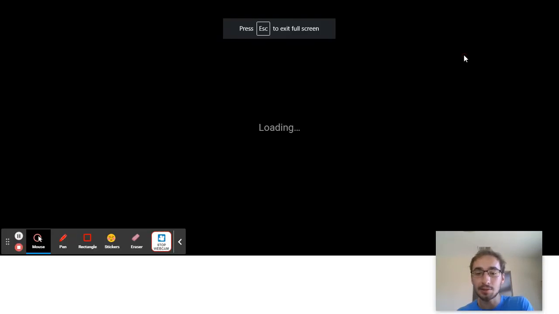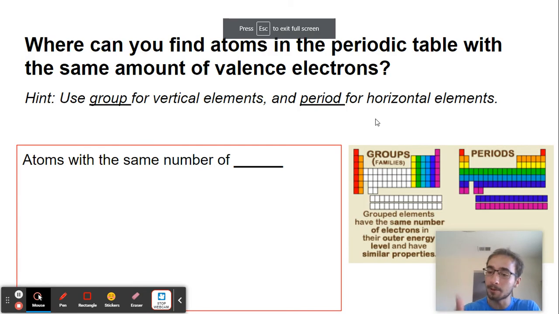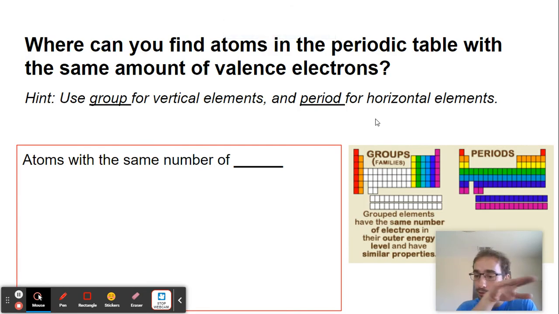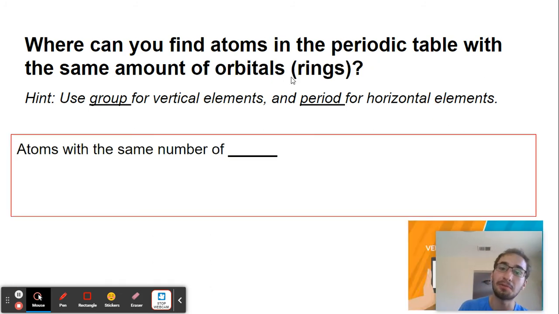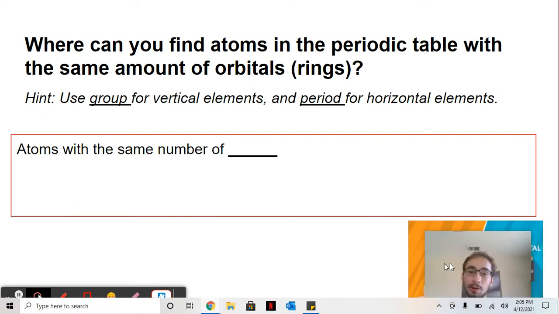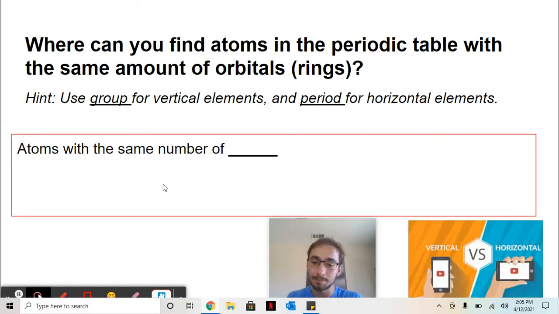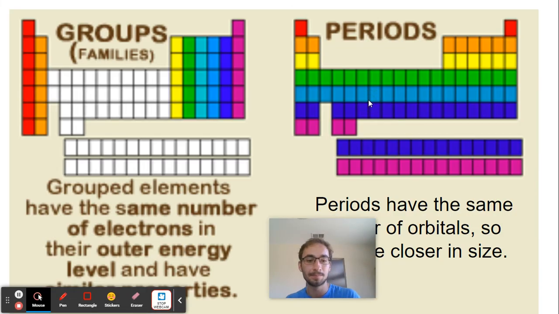Hint, it either has to do with groups, which go vertical, and periods, which go horizontal. So which ones, groups or periods, have elements with the same number of valence electrons? And do the same thing, but for orbitals or rings. Where can you find atoms with the same number of orbitals? Do they go horizontal in periods or vertical in groups? And the last one is like a summary.